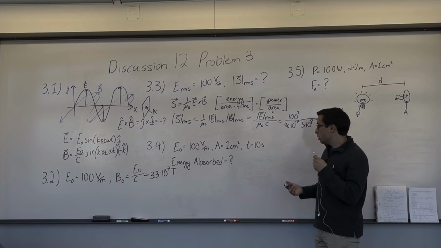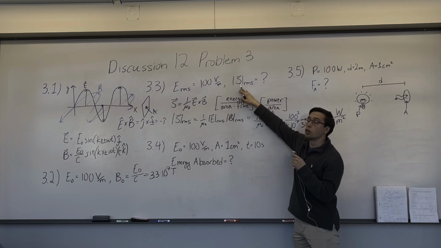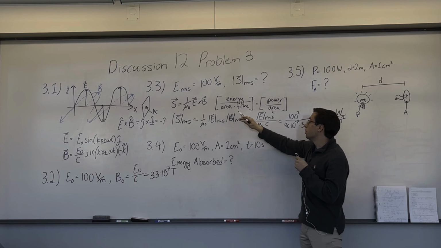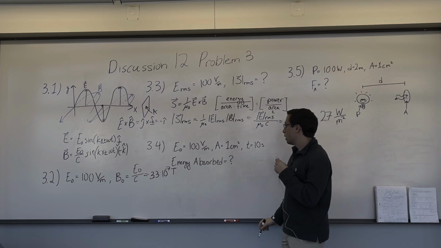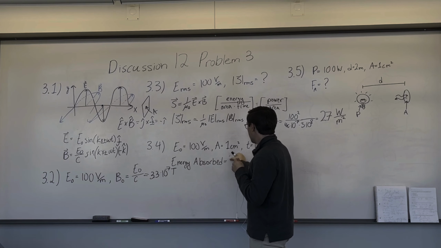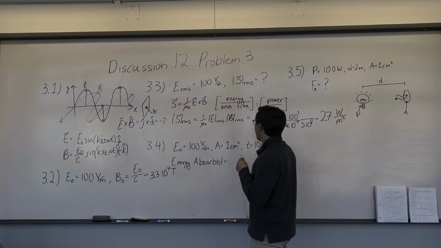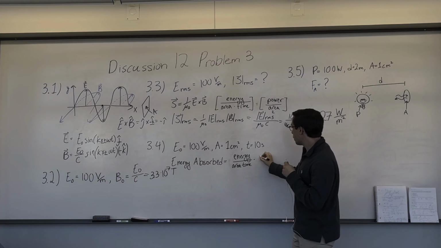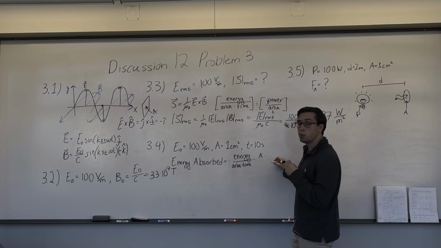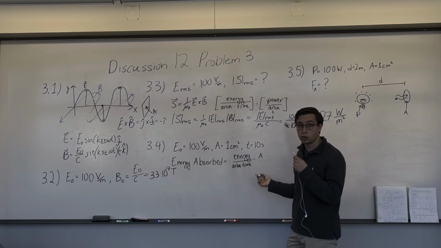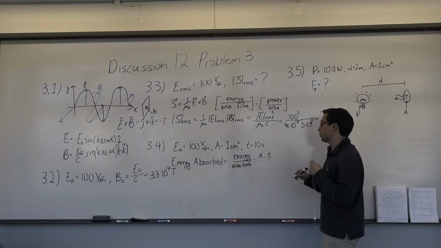And whenever we think energy, we should immediately think of our S vector, our Poynting vector, because of the units, right? Our energy per area per time. So, the energy absorbed is going to be something like our energy per area, times time, times our area of our surface, A, times the time that we are exposing our surface to this wave, T.